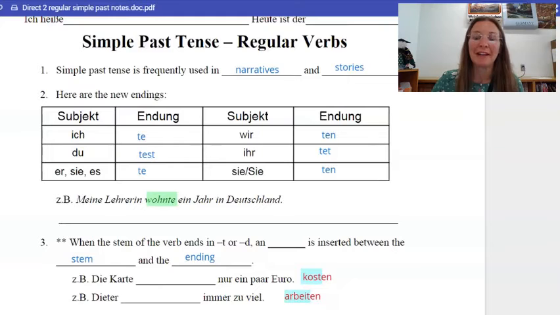Today we're talking about Präteritum with regular verbs. We're going to talk about simple past with regular verbs.